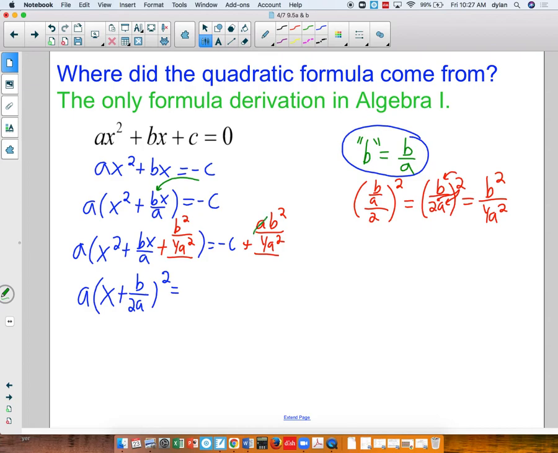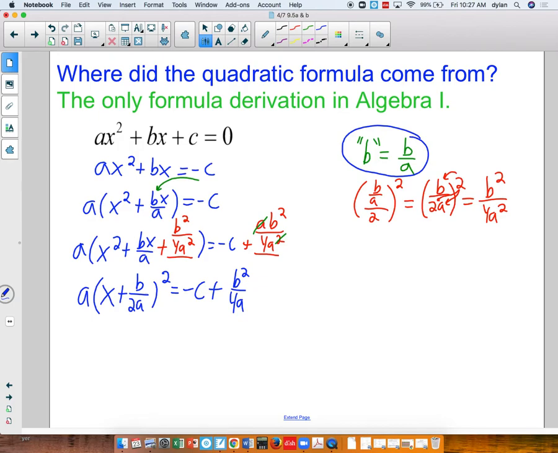And then on the right side, notice that our two a's cancel out. We have an a here and an a squared, which could just become a. So on the right side, we're going to have negative c plus b squared over 4a. And believe it or not, we're actually getting a lot closer here.